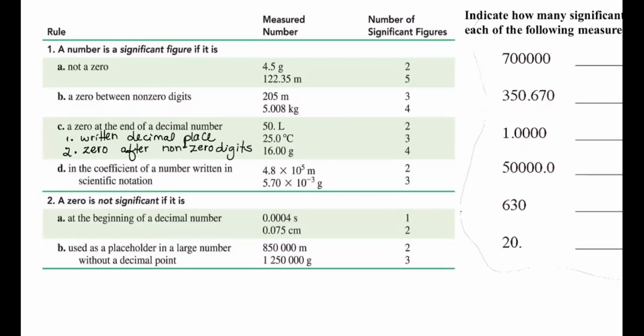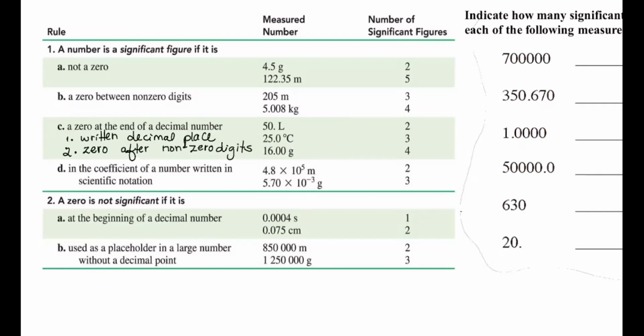If you look at the first one, 50 with a decimal place, that has two sig figs. 25.0, that has three sig figs. Again, the zero is after the non-zero digits, and there is a written decimal place. Go ahead, Rachel.